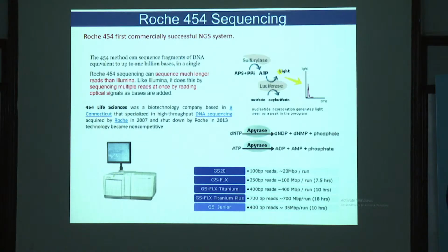Have you heard about pyrosequencing? Incorporation of every nucleotide releases pyrophosphate, and those pyrophosphates are utilized by the enzyme sulfurylase.